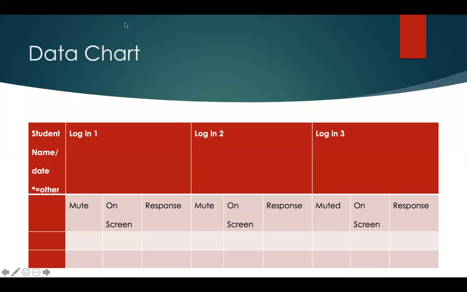On this slide, this is what my observational data chart would look like. It has our three logins, the behaviors I am looking for, and a place for the student name and date. I also put a symbol to remind myself to put a star next to the students who are using interventions other than the PBIS intervention at our school.